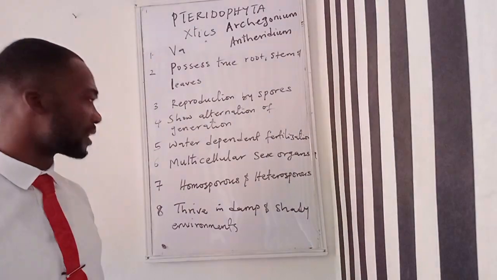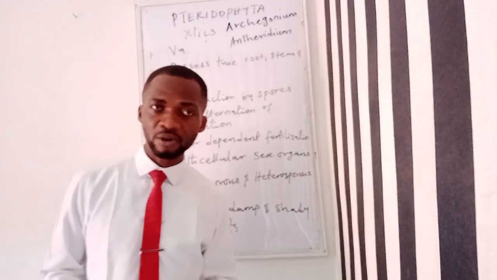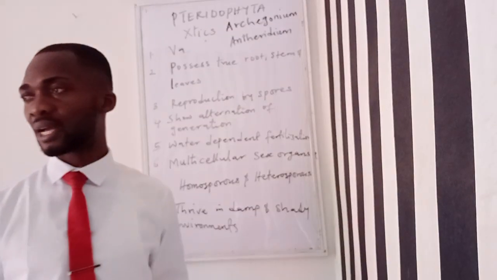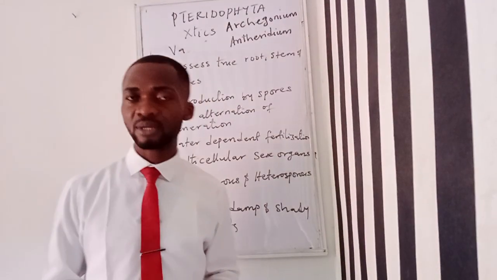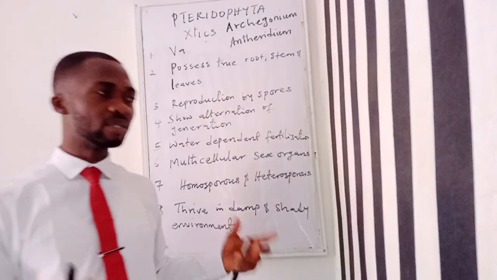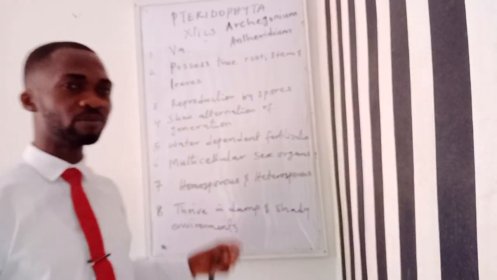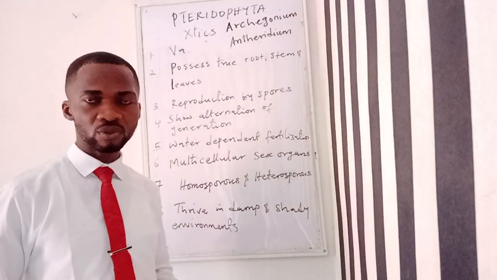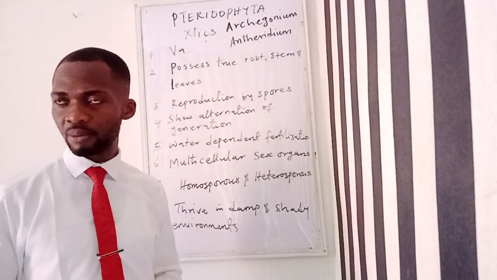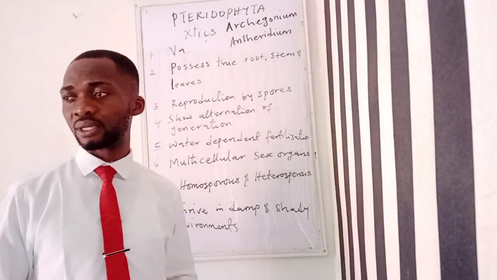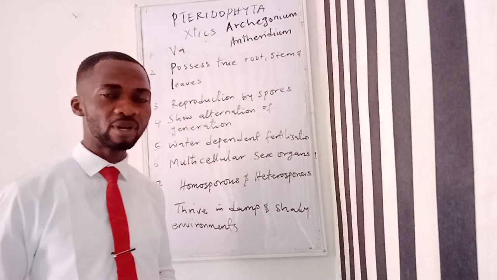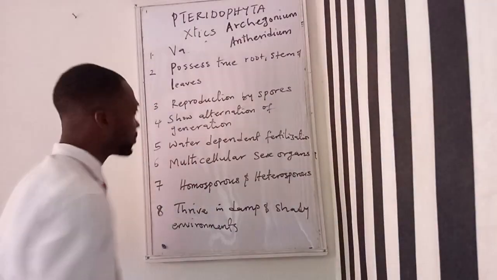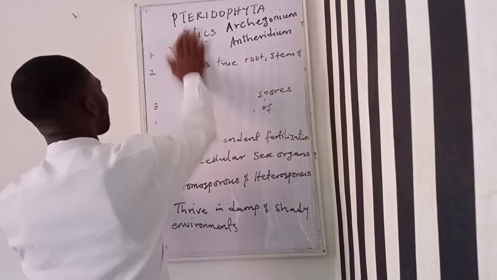Then they thrive in damp and shady environments. So this is the kind of environment that you will likely see members of this group. So these are the basic characteristics of this group of plants that is called Pteridophyta. Having looked at this, the next thing we'll now talk about is the classification of Pteridophyta. How is Pteridophyta classified?